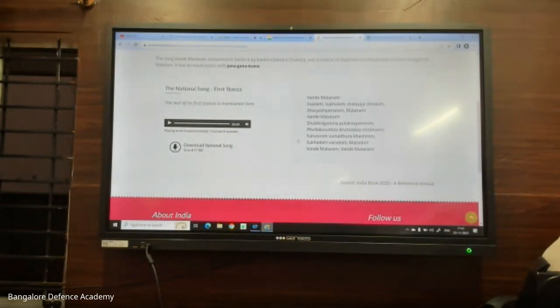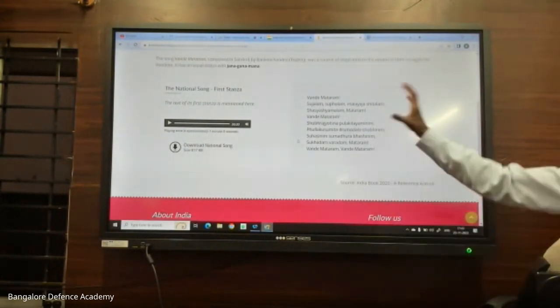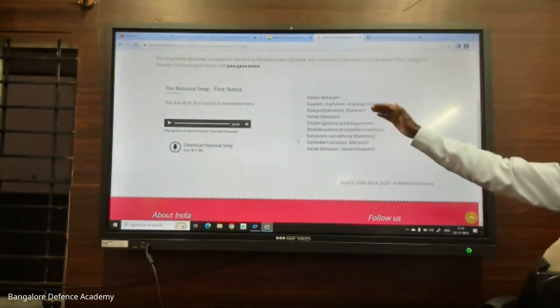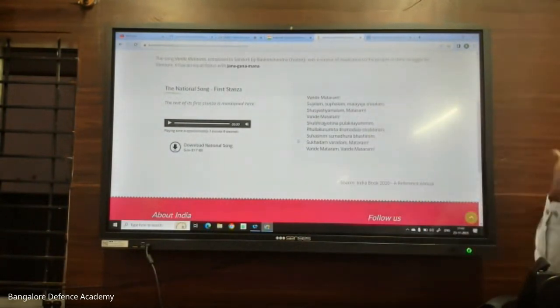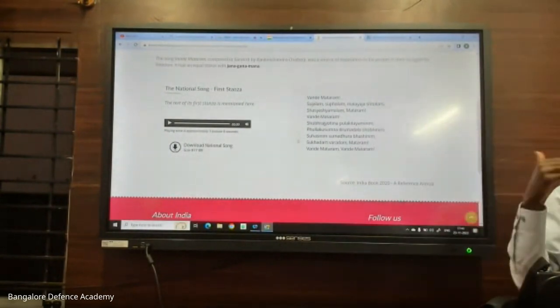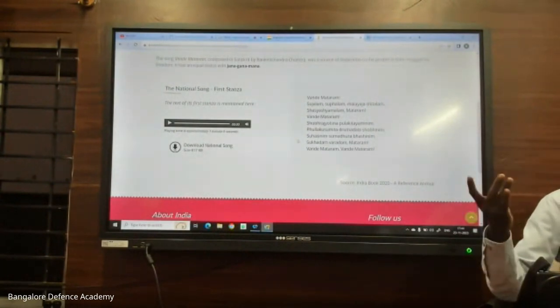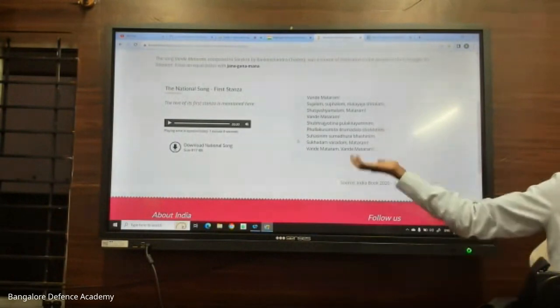Okay, so this song is not ending here. There are many more stanzas like this, but the problem here is that after the first stanza, all the rest of the stanzas praise Lord Kali. It praises which god? Lord Kali. Kali Mata. So what happens if at present we keep this as the national anthem? Imagine people of other religions like Muslims, Christians, Buddhists, Jains, they say, why should I praise Kali?